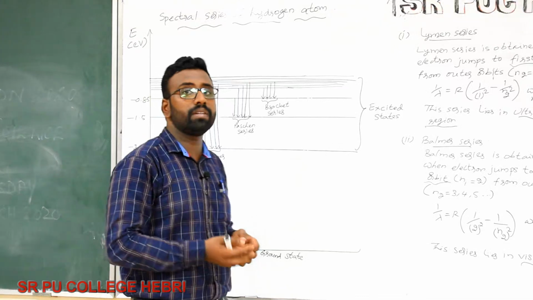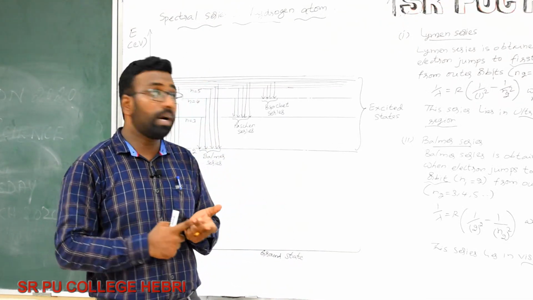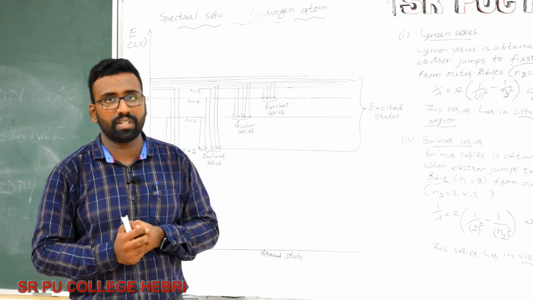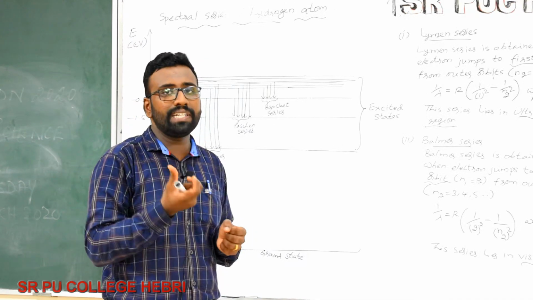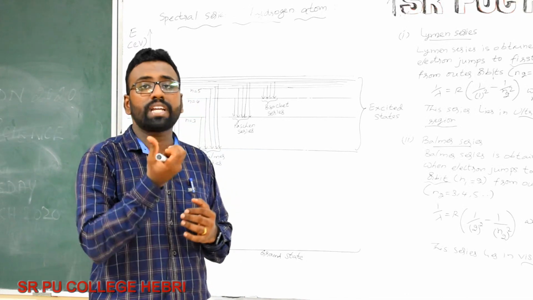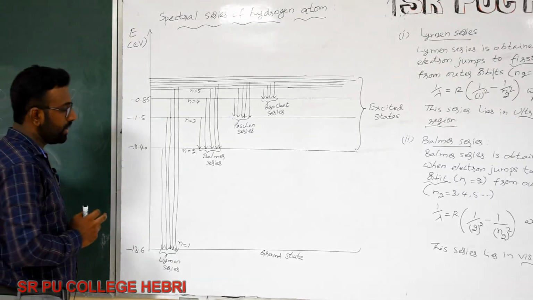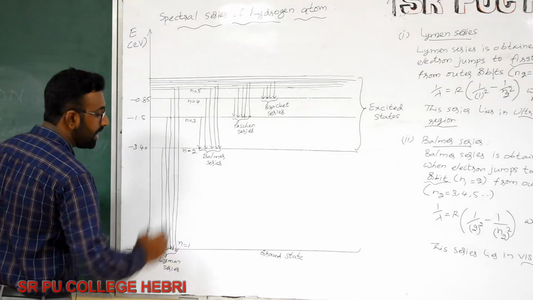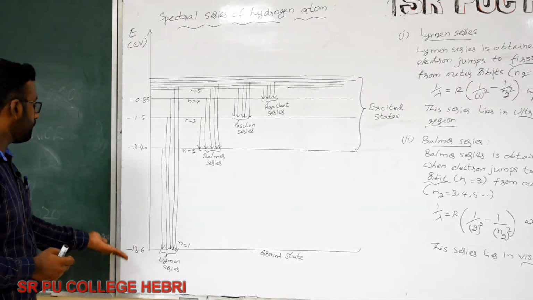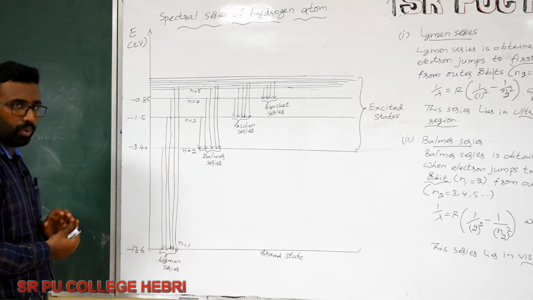We have already seen the different types of spectral series observed, that is the Lyman series, Balmer series, Paschen series, Brackett series, and the Pfund series. Now we will see in detail why this series has to be studied, or how it actually occurs. So we can see the energy level diagram here. You have different energy levels: ground state, excited state, and different values of energies for different levels are also given on the y-axis.